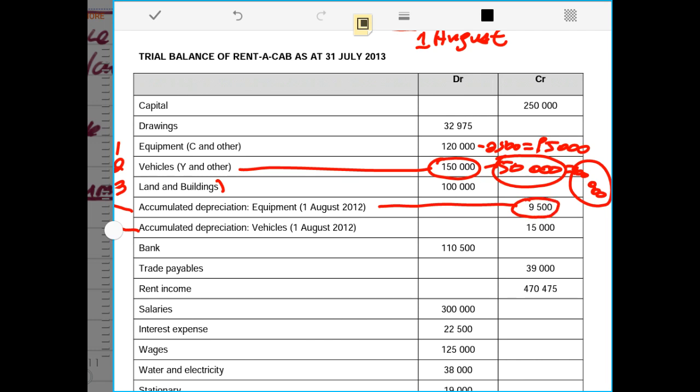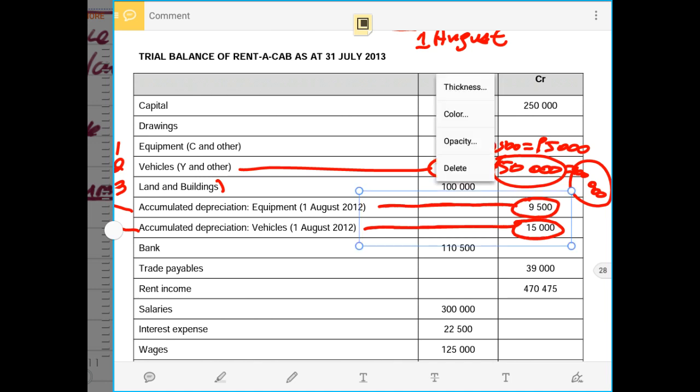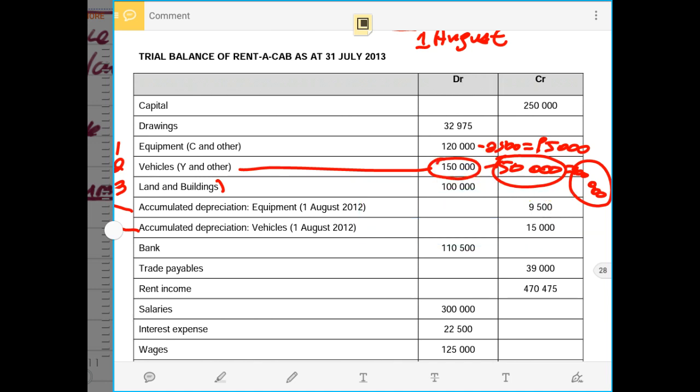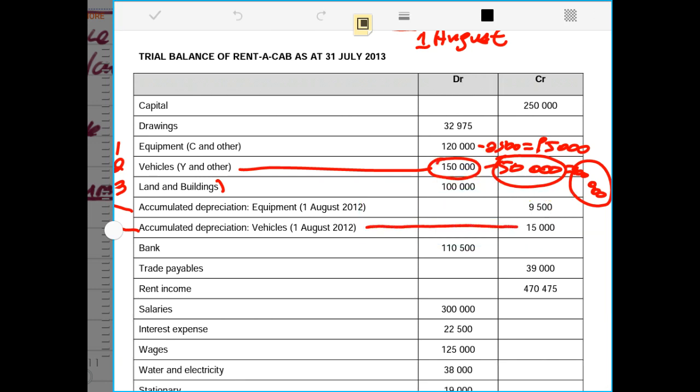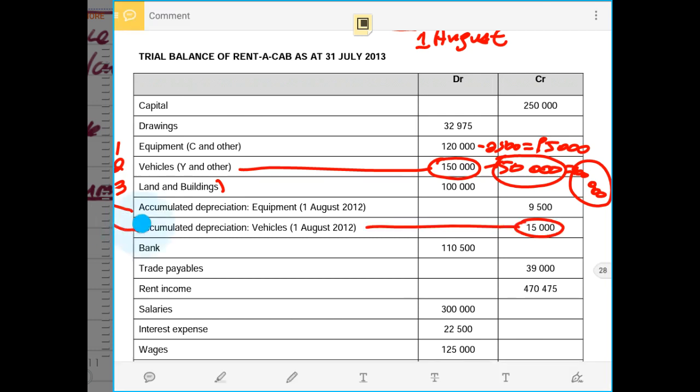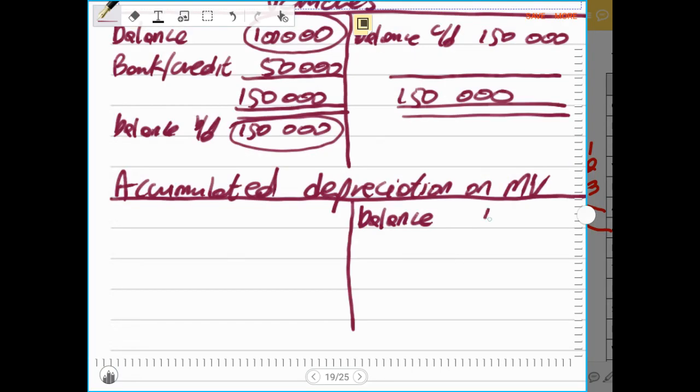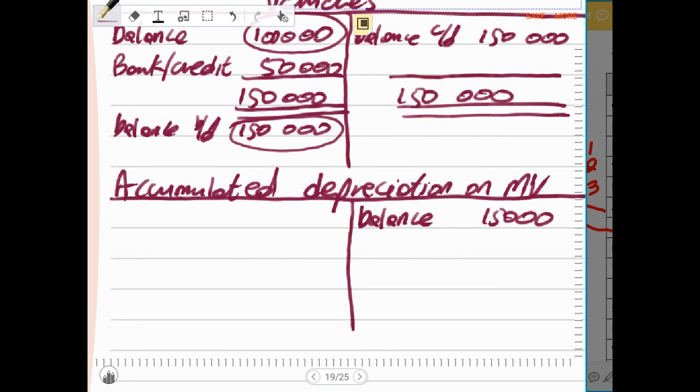9,500. Accumulated depreciation for vehicles is 15,000 rands. 9.5 is for the equipment. So now we have to record that as an opening balance, 15,000 rands. So we record that 15,000 rands on the credit side. Then after, we have to record depreciation during the current financial period.